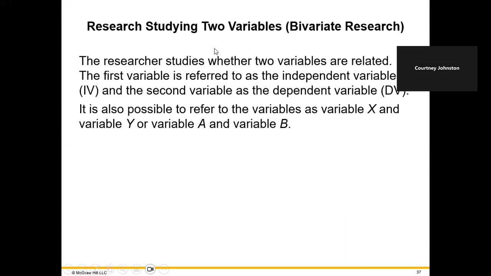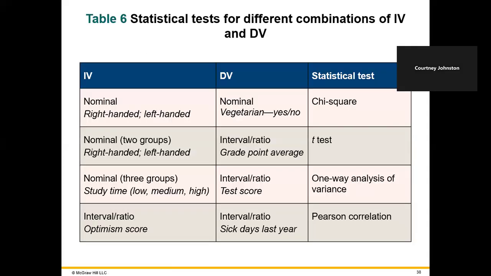All right, so research studying two variables. The research studies whether two variables are related. First is referred to as the independent variable or predictor variable. Second is the dependent or outcome variable. It's also possible to refer to the variables as X and Y or A and B. You can use independent or dependent or predictor and outcome. So these are the statistical tests for different combinations of independent and dependent variable studies.